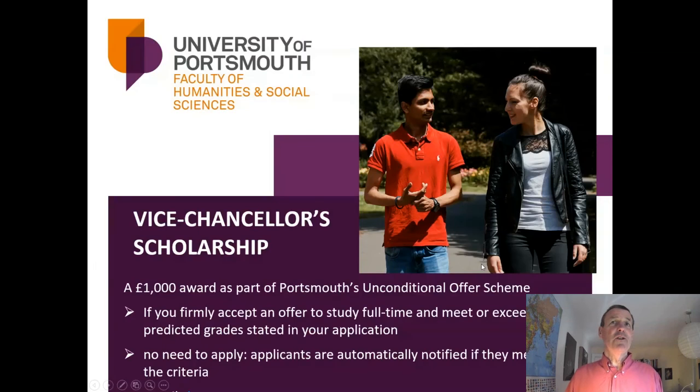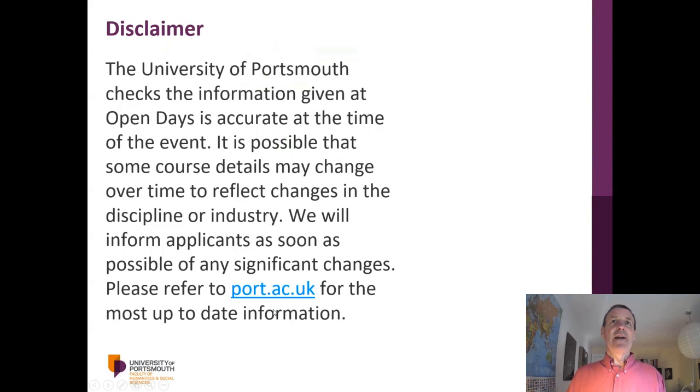Right, so that's it. Just before I go, do remember that there is a £1,000 award, which is part of Portsmouth's unconditional offer scheme, which you can read all about on the website. And if you firmly accept an offer to study full-time, and if you get your predicted grades, you will get the scholarship, and there's no need to apply. If you meet the criteria, then you will automatically be told that you get the Vice Chancellor's scholarship of £1,000. Now, it is possible that between the time I recorded this and the time you start, some things have changed. So please do bear that in mind.